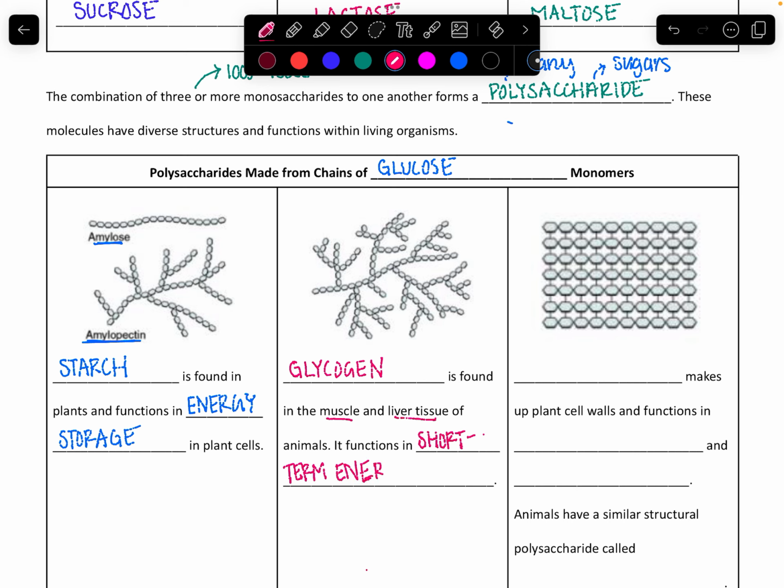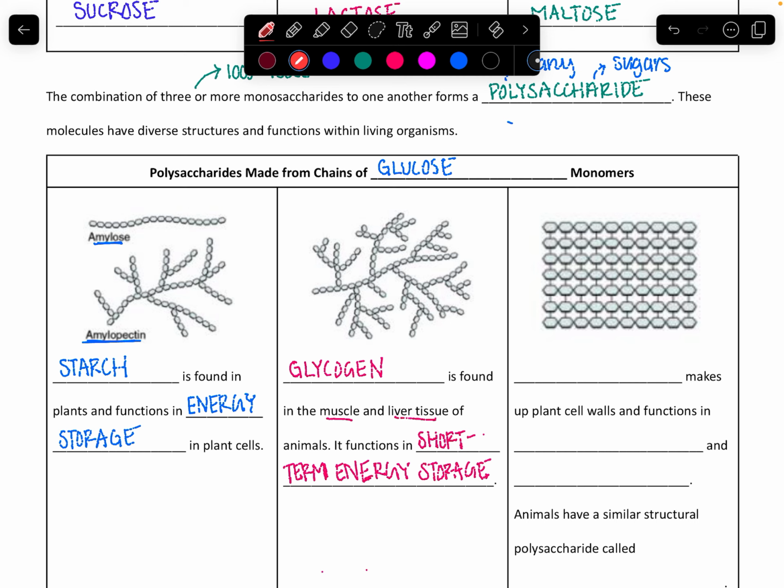So our primary form of energy storage is fat, and that can sustain us for many, many days, even months. But glycogen is going to be what our body releases when our blood sugar gets a little bit low. Maybe we haven't eaten for several hours, or maybe we're working out really hard for a couple of hours. Our body's going to release glycogen. Okay, so that's our short-term form of energy.